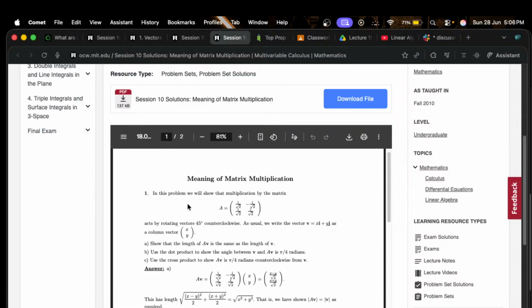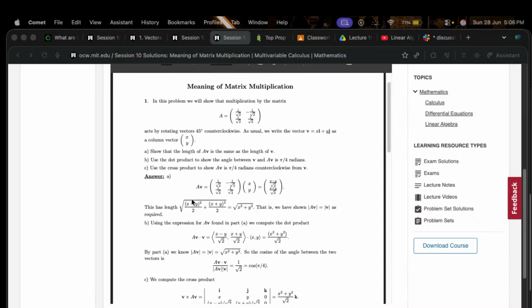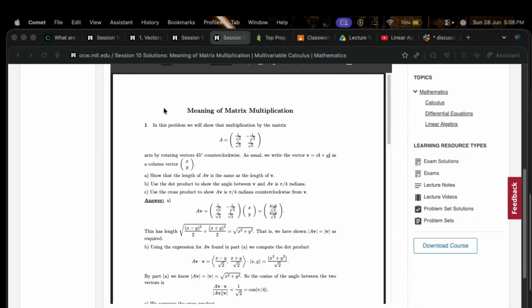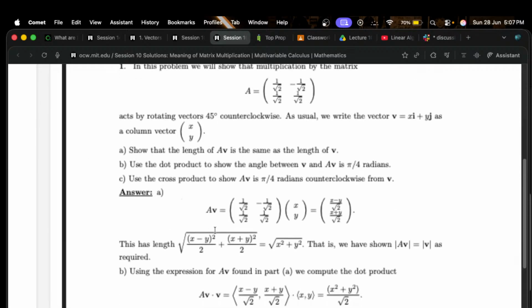This is basically from a geometrical point of view, as the instructor said earlier that they will teach everything from an algebraic as well as geometrical point of view too, and it's really interesting. So the problem will show that multiplication by this matrix A rotates vectors 45 degrees counterclockwise. As usual, we write the vectors as this. Show that the length of AV is the same as the length of V. Okay, this is kind of complicated, but it's fun.